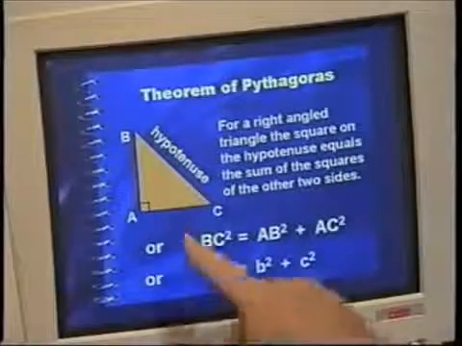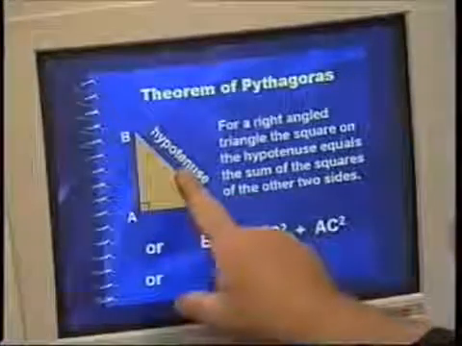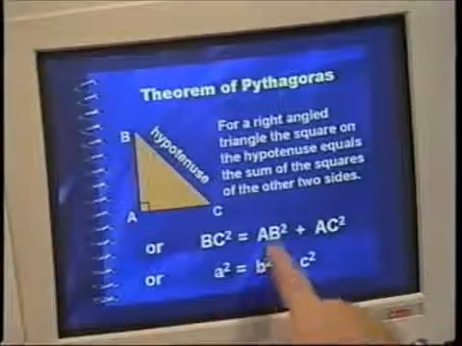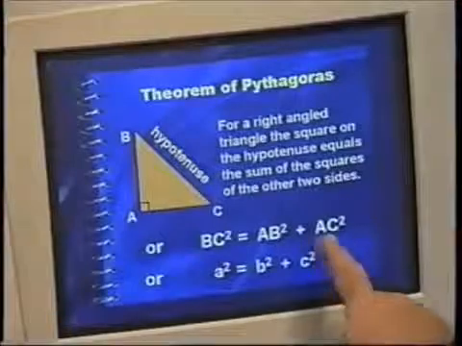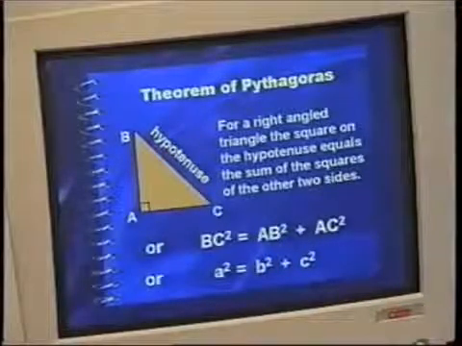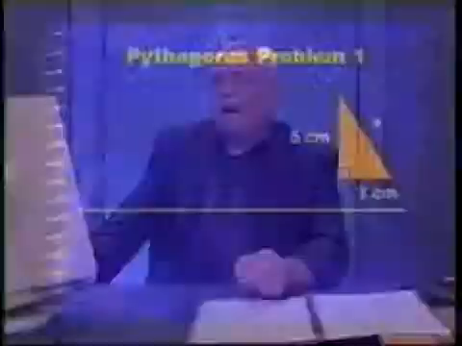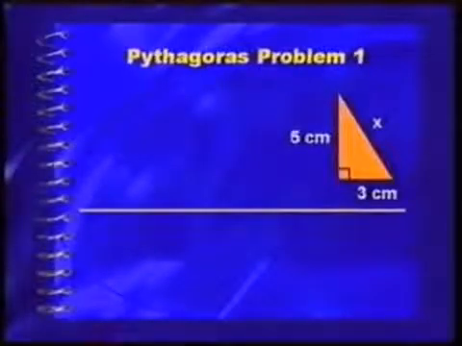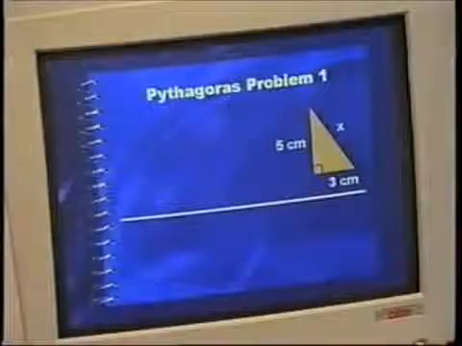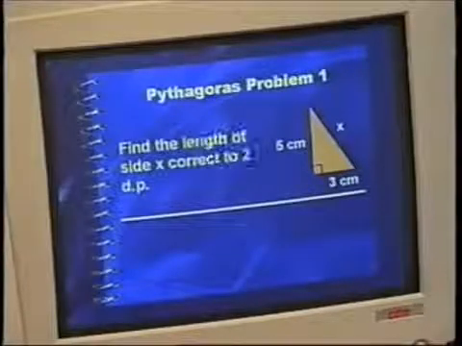Sometimes it's written differently, because BC might be called little a because it's opposite angle A, and AB is called little b, and AC is called little c. So you might see it as a squared equals b squared plus c squared. Let's have a look at some typical problems involving the theorem of Pythagoras. The first problem here is where we want to find the hypotenuse, knowing those 2 other sides. We might have to do some rounding there.